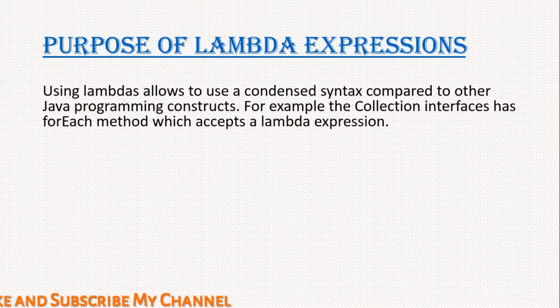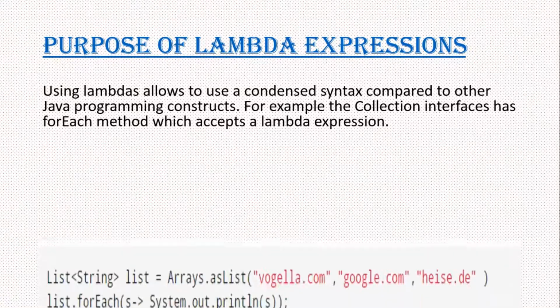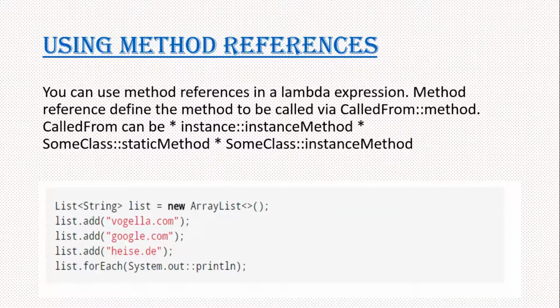Purpose of lambda expressions. Using lambdas allows you to use a condensed syntax compared to other Java programming constructs. For example, the collection interfaces have a forEach method which accepts a lambda expression. Using method references. You can use method references in a lambda expression. Method references define the method to be called by a Class::method form. Called from can be an instance method, some class static method, or some class instance method.